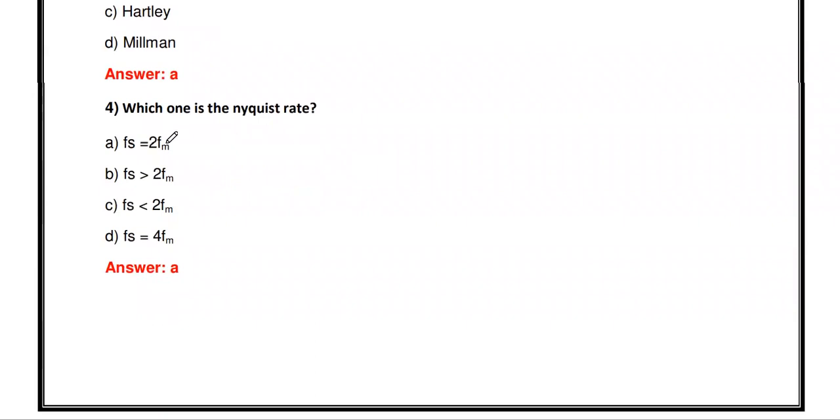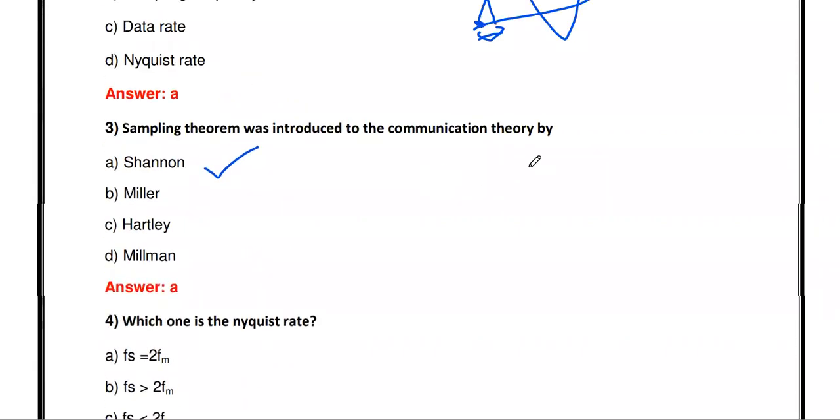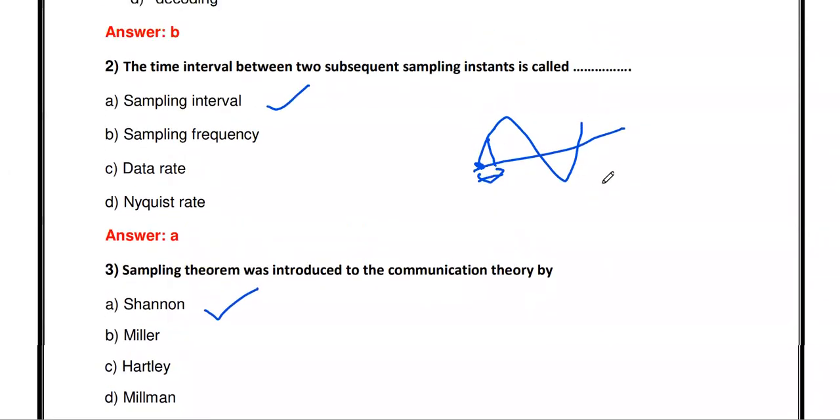The next one: which one is the Nyquist rate? If we want to perform this sampling process, consider this as one cycle. On the transmitter side, we convert this continuous time signal into a discrete signal, process it and transmit it. On the receiver side, we receive this discrete time signal and have to convert it once again into the continuous time signal.